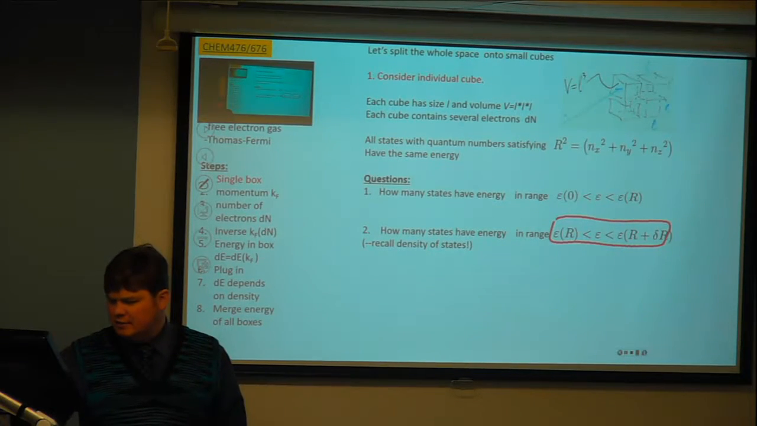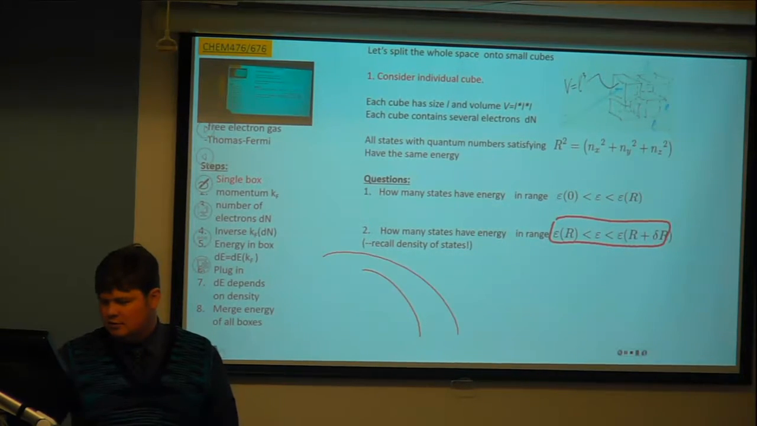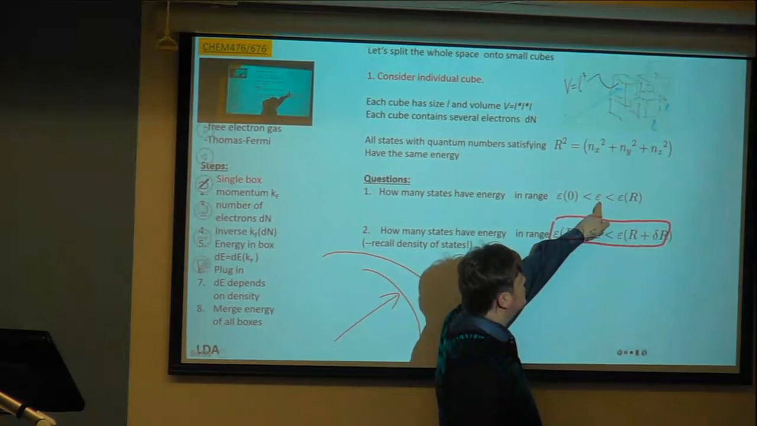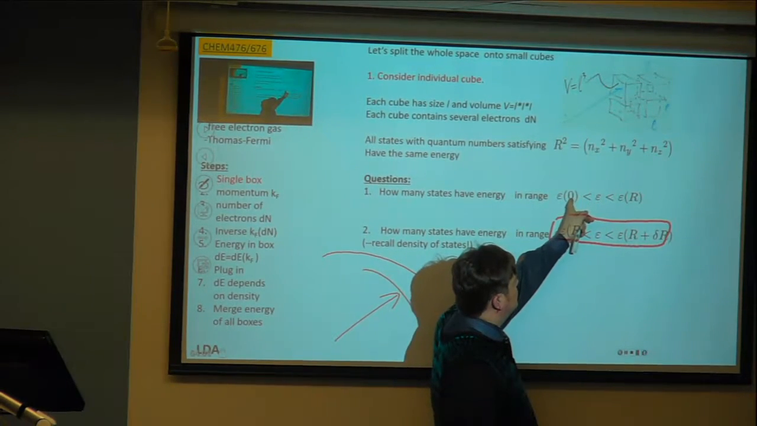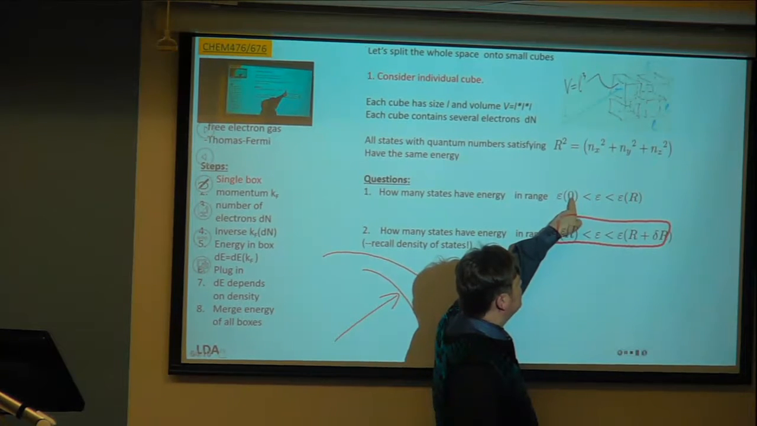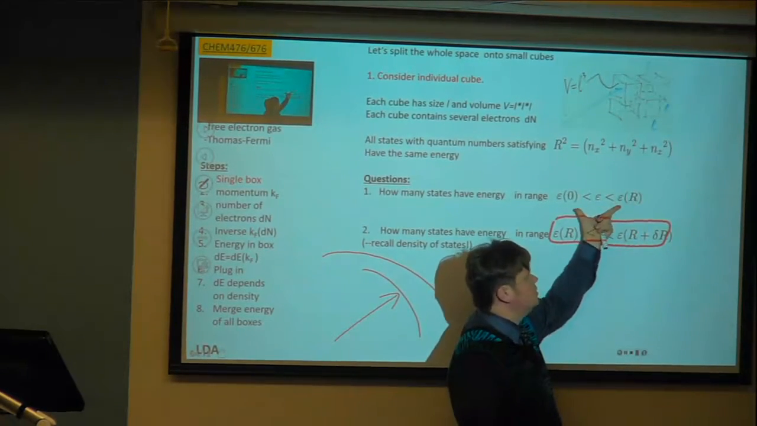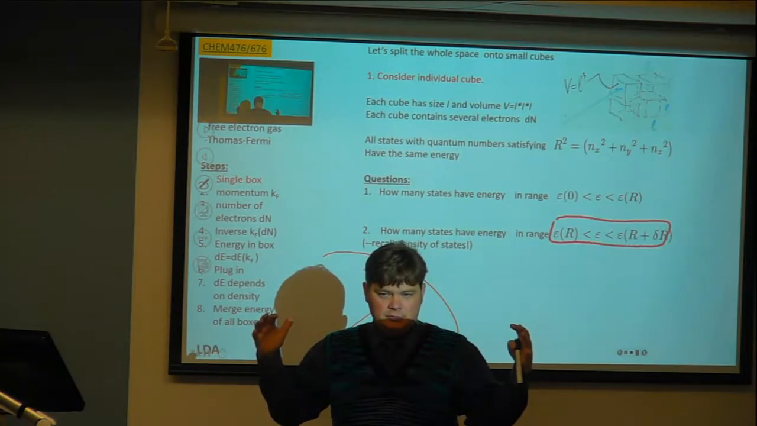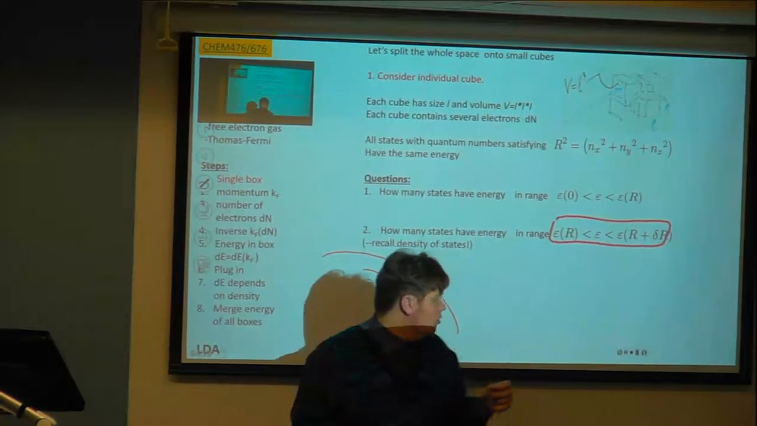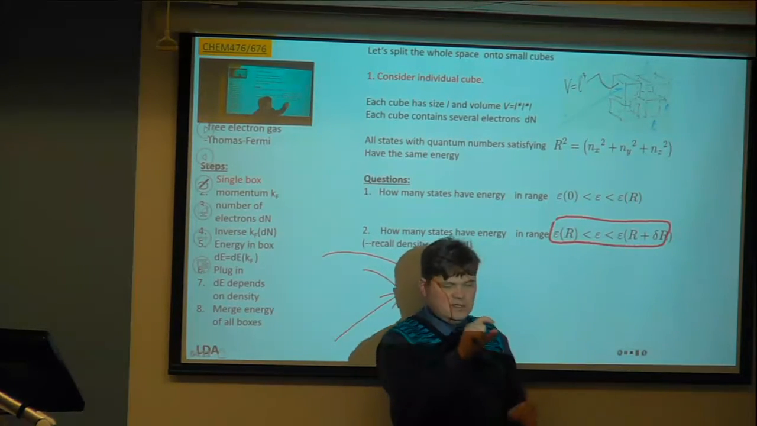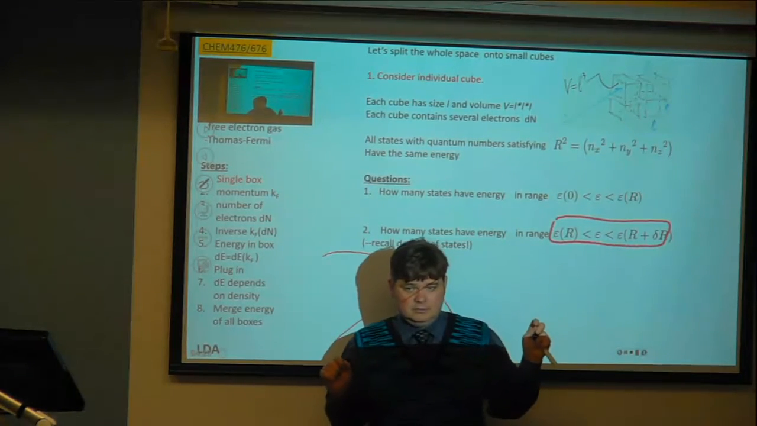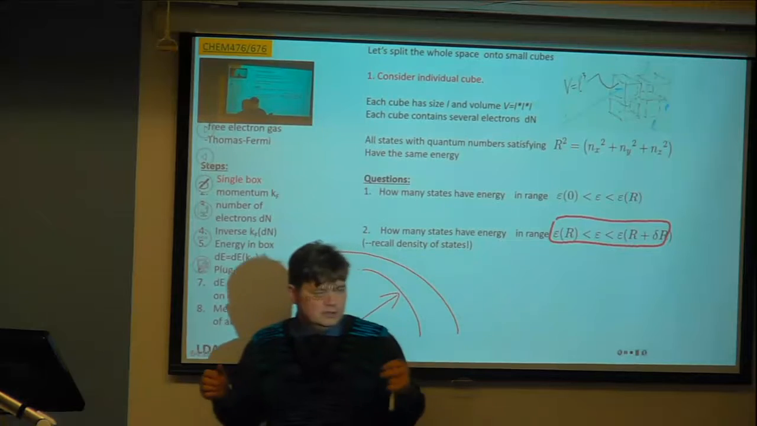I will draw spheres later, but if you look at all states where the radius is between 0 and r, it will be the energies of all electrons that have energy less than a threshold. Everything inside the sphere. Or we can look at a very narrow shell of a sphere, from r to r plus delta r. You can imagine it and use it as our tools.